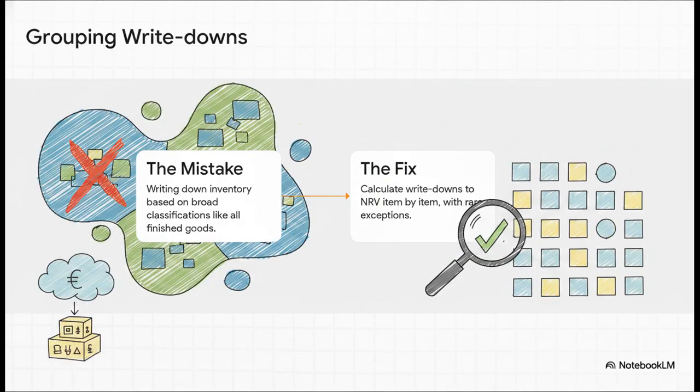Error 2 is grouping write-downs broadly. The mistake in Step 1 is writing down inventory based on massive, broad classifications, like just assessing all finished goods together. The correct treatment in Step 2 states that write-downs to NRV must generally be calculated item by item. There are only very rare exceptions for highly related product lines.